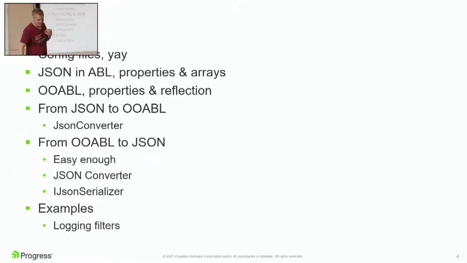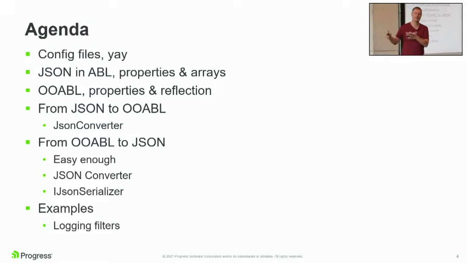All right, so we're going to talk about config files a little bit, JSON and ABL. How do you read JSON if you don't know what it looks like? How do you read code if you don't know what it looks like? Well, how do you read classes if you don't know what they look like? And then putting that all together.